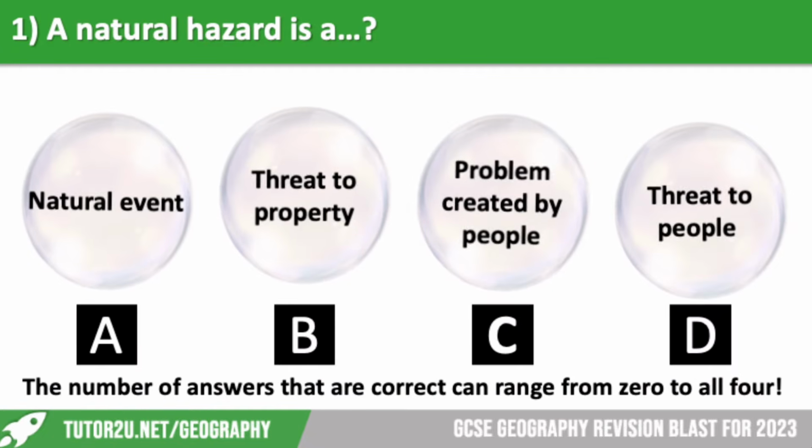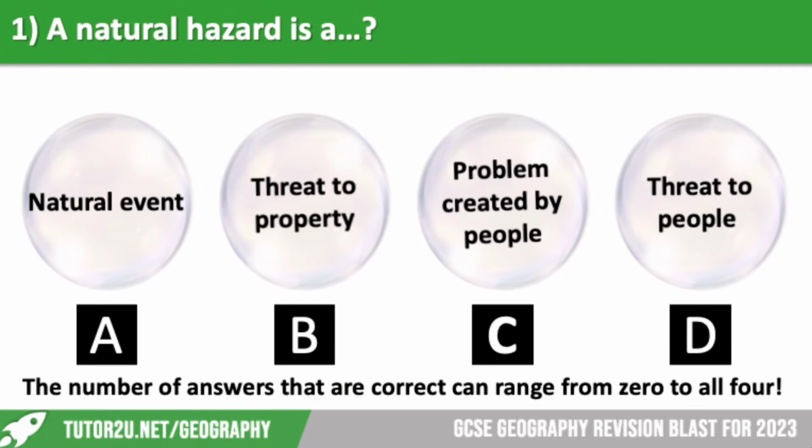Here's our first one. So a natural hazard is a natural event, threat to property, problem created by people, or a threat to people. How many of those do you think are correct? If you need a little bit more time at any point, please pause the video if you need to.